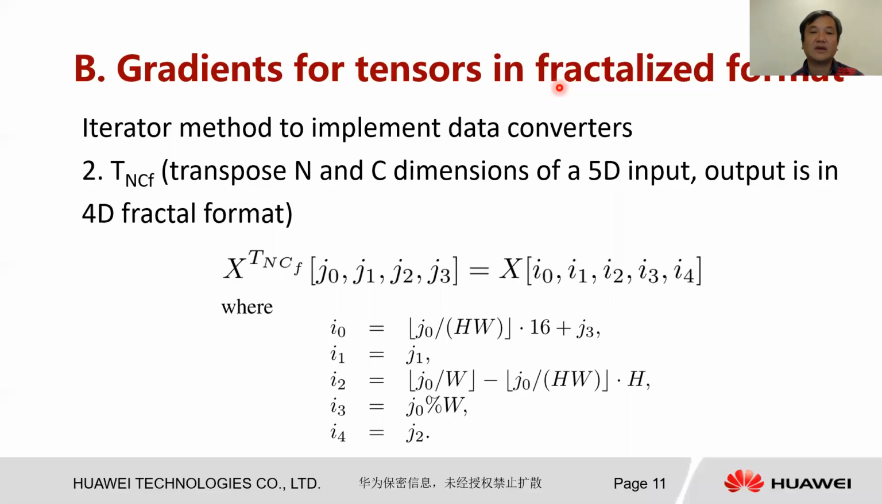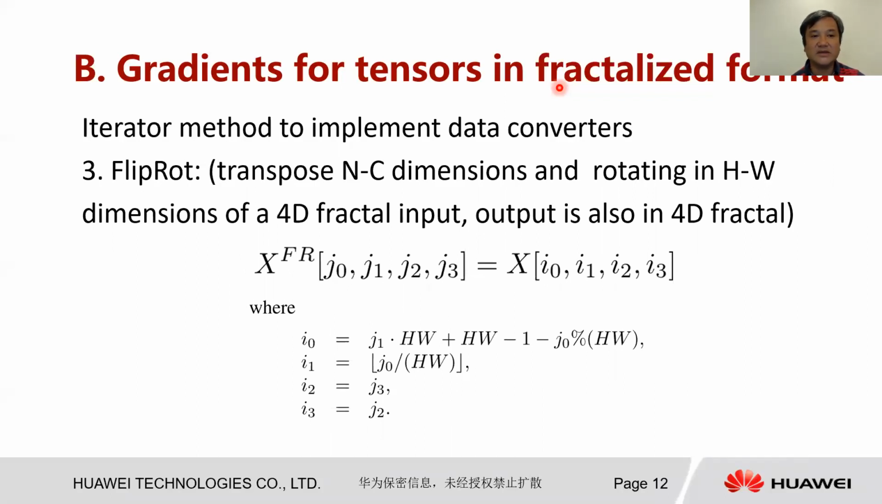The next converter is the TNC fract. It means that it receives a 5D input, transposes the N and C dimensions of that input, and converts the output tensor into the 4D fractal format. So as you can see here, the input tensor has 5 iterators, the output has 4, and the dependency between them is shown on the slide.